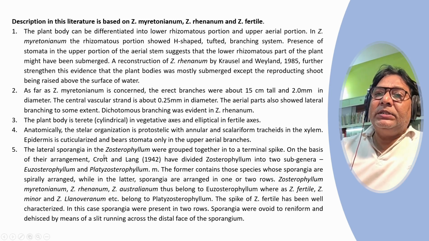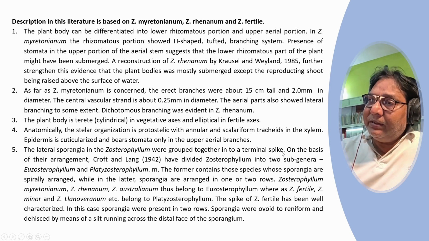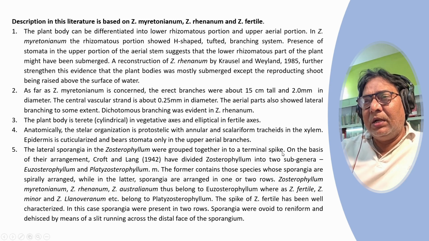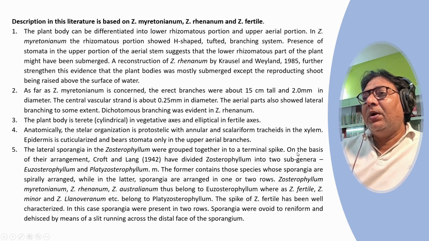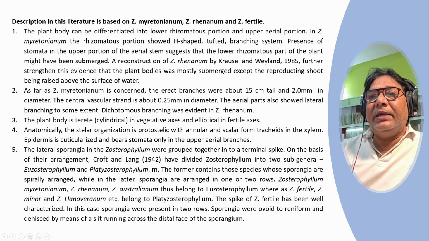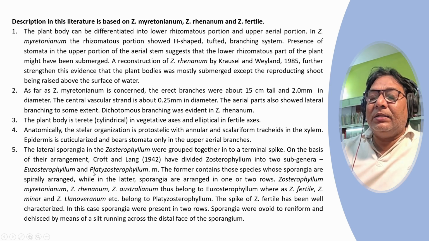The lateral sporangia in Zosterophyllum were grouped together in a terminal spike. The reproductive structure is spike-like, over which the sporangia are attached laterally. On the basis of their arrangement, Croft and Lang, 1942, divided Zosterophyllum into two subgenera. One is Zosterophyllum and another is Platyzosterophyllum.